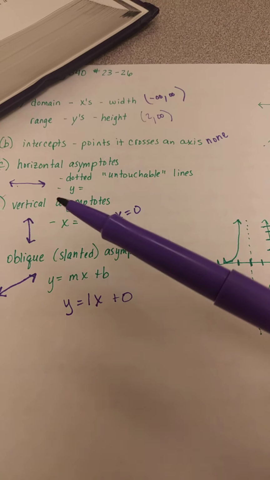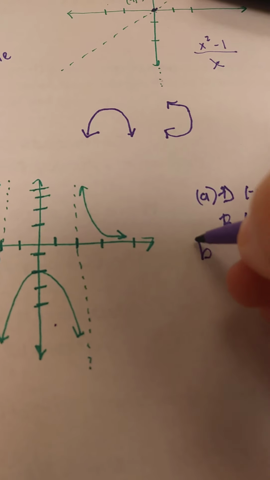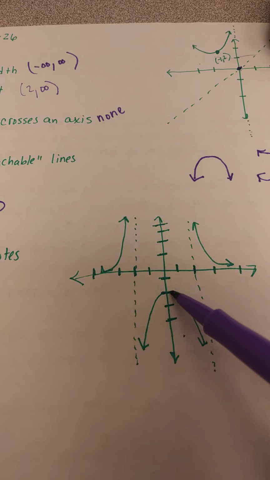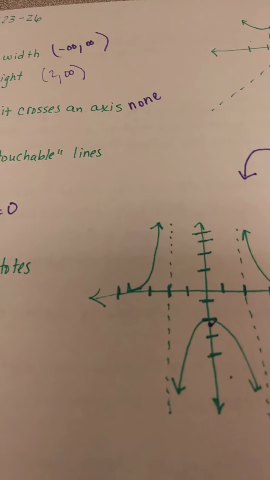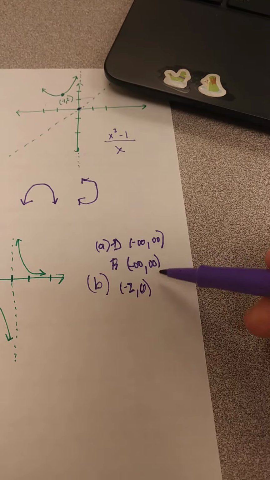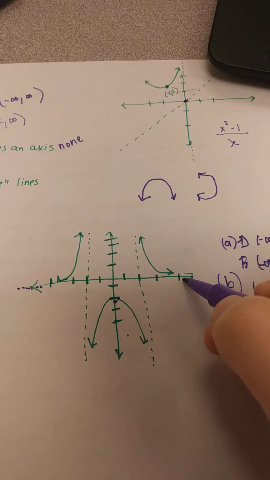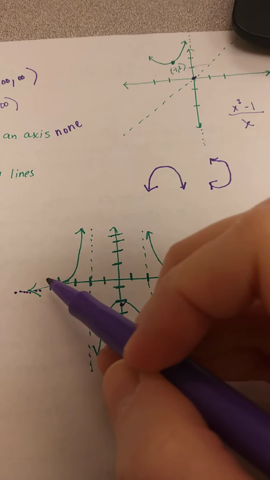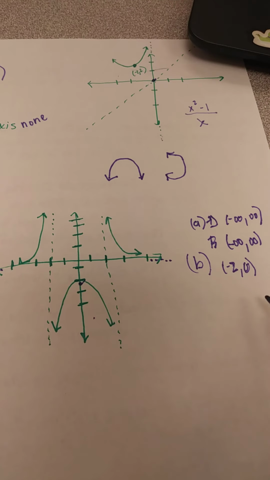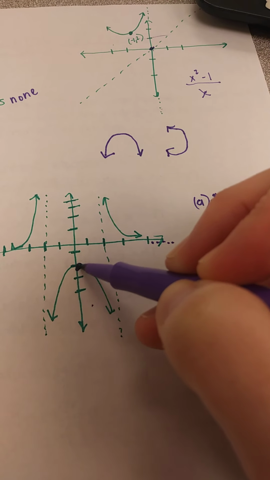Okay, then part B asks us for intercepts: any place that it crosses the axis, whether that's the x-axis or the y-axis. This one crosses right here, so at negative 2, 0. They actually had an asymptote coming out of the x-axis too, which means that this will never cross. It will get close, but it can't cross that asymptote. So there's its only intercept, the only place where it crosses one of the axes.